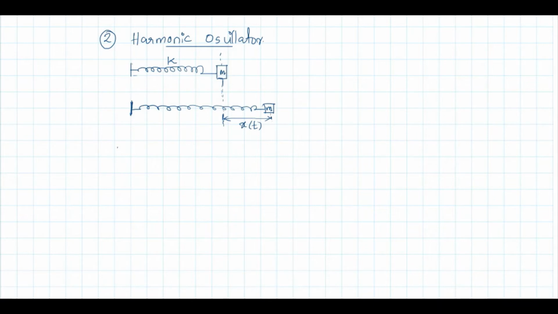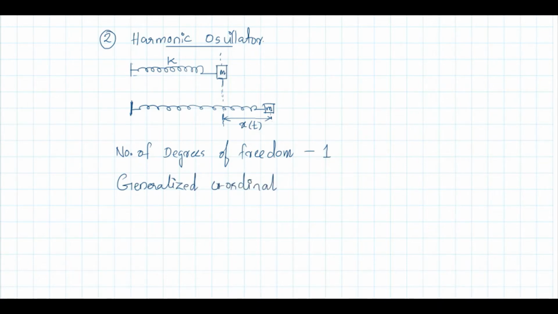We can first write the degrees of freedom. The first thing we have to write is the number of degrees of freedom. Since the system is restricted to move only along the x direction, the number of degrees of freedom is again 1. What is a suitable choice of generalized coordinate? The next process is to identify a suitable generalized coordinate. Here we need only one generalized coordinate, and the suitable choice is x of t, the displacement from the equilibrium position.